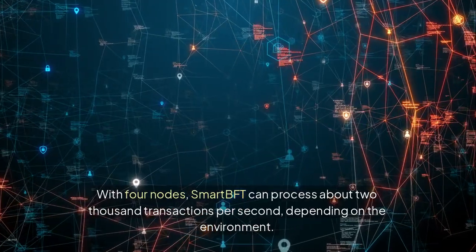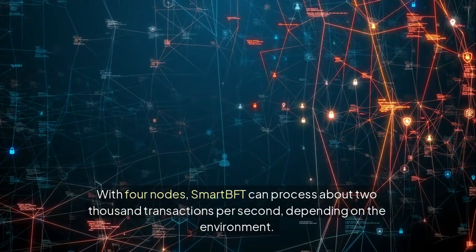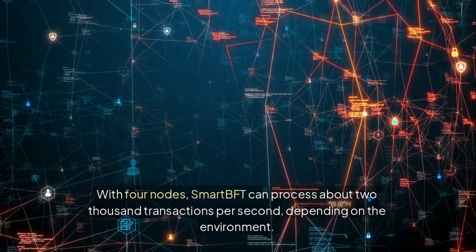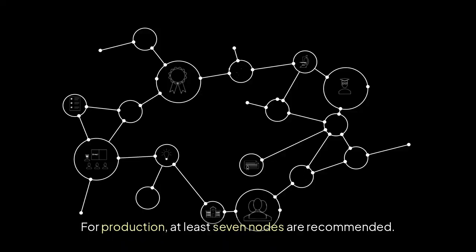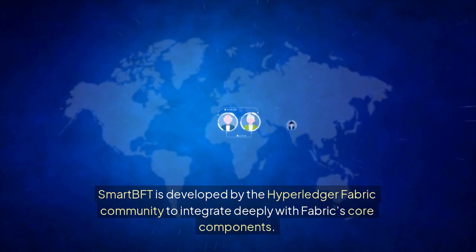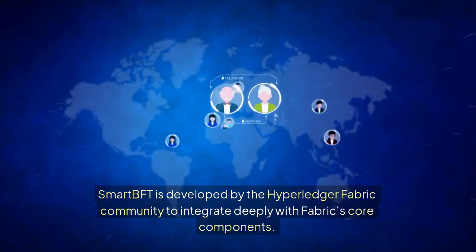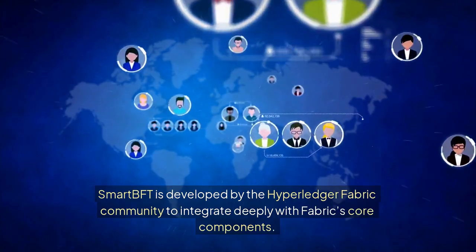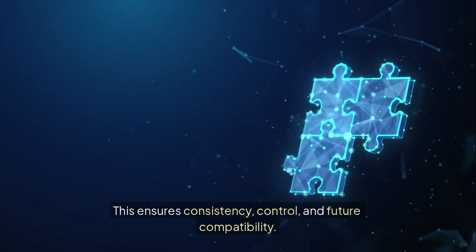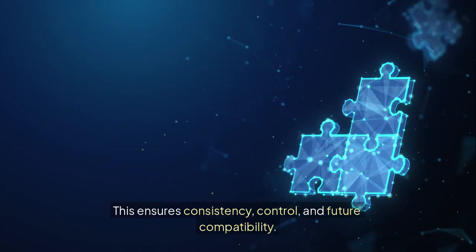With 4 nodes, Smart BFT can process about 2,000 transactions per second, depending on the environment. For production, at least 7 nodes are recommended. Smart BFT is developed by the Hyperledger Fabric community to integrate deeply with Fabric's core components. This ensures consistency, control, and future compatibility.